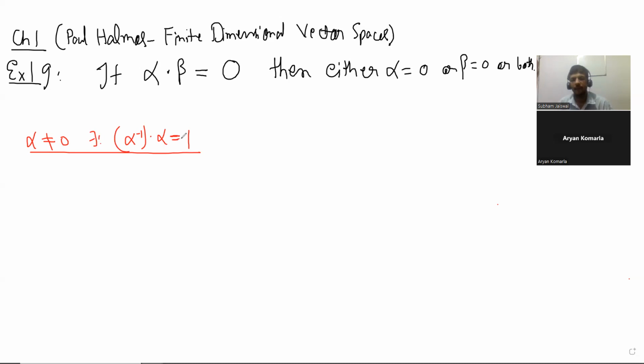Okay. So, sir, suppose alpha is non-zero. Then what happens is we can multiply by alpha inverse on both sides. Again, by the same explanation that we could add on both sides.